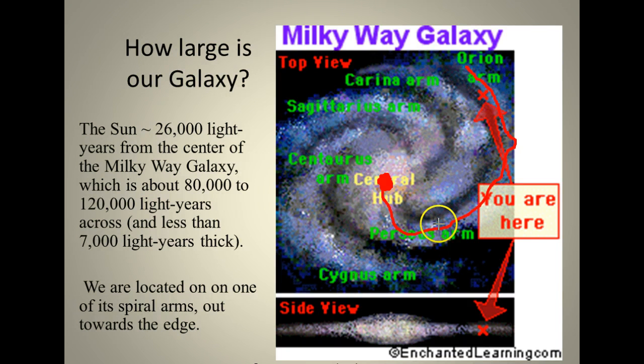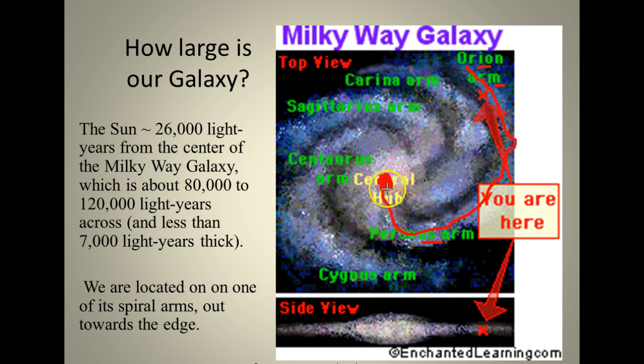Now you're going to want to label it when it first comes out of the central hub as the Perseus arm, which you can see right here. And then out where we're at is called the Orion arm. So in your notes, write that we are located in the Orion arm. Remember, you can pause this, take as much time as you want, and draw as well or not as well, like me, as you want.